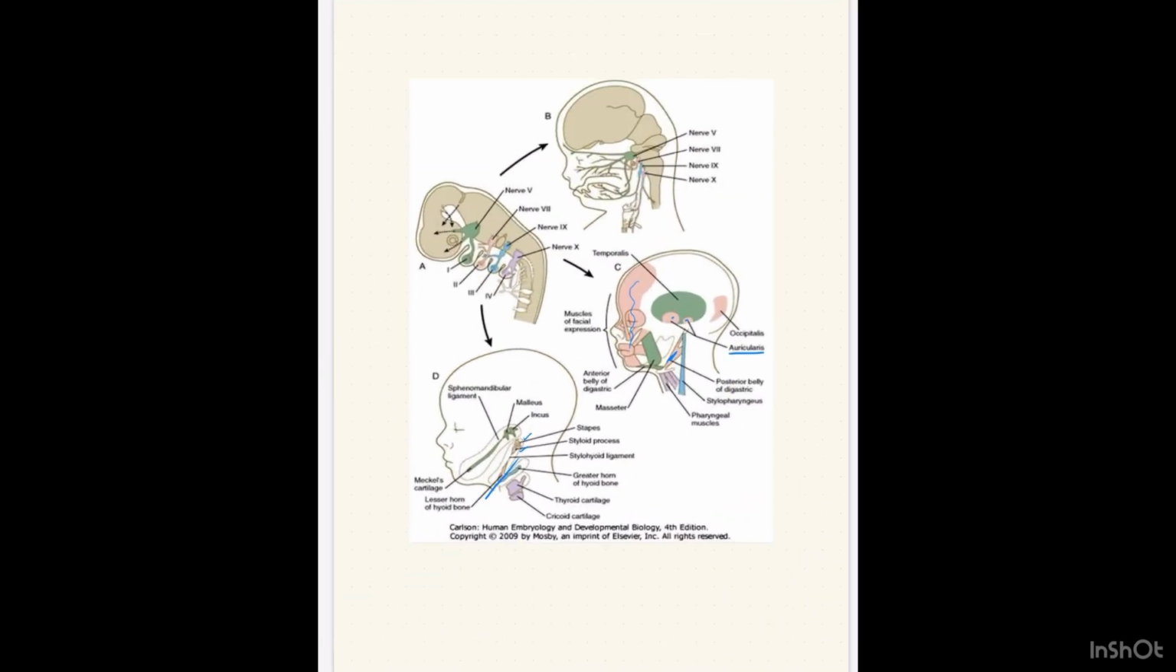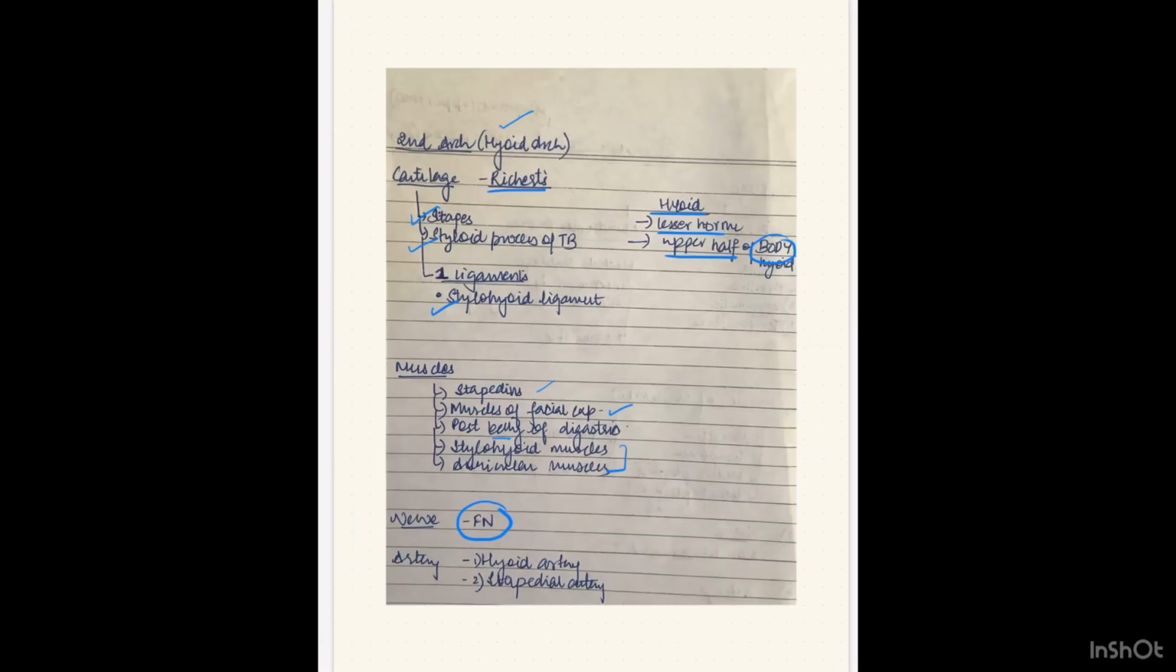These are all supplied by what? Facial nerve, that is the second branchial arch nerve, and the arteries will be hyoid artery, very easy to remember, and stapedial artery. Now the third arch.